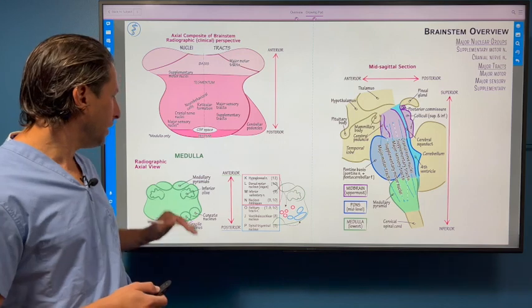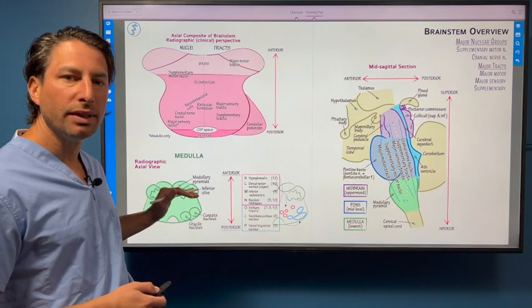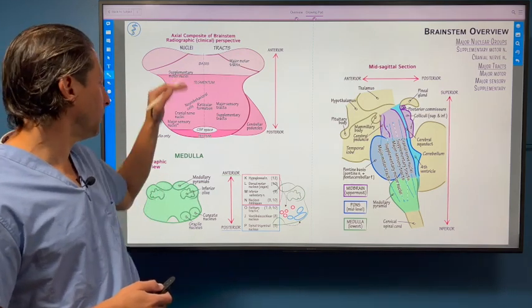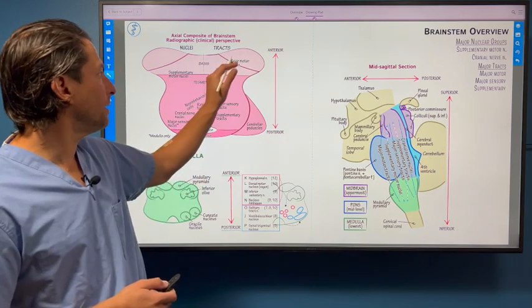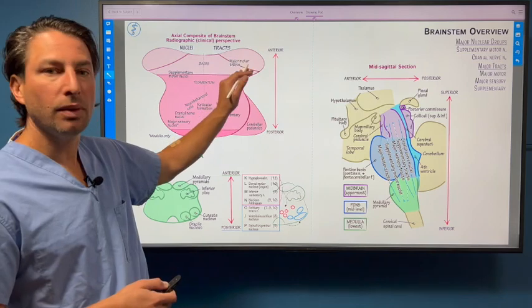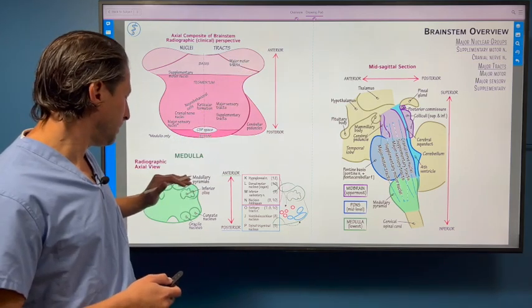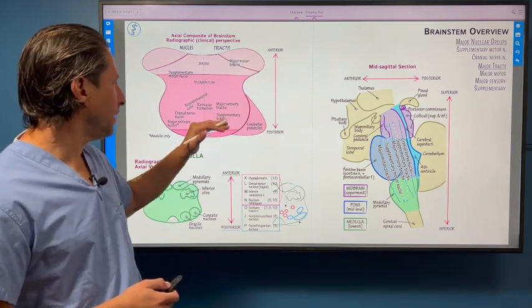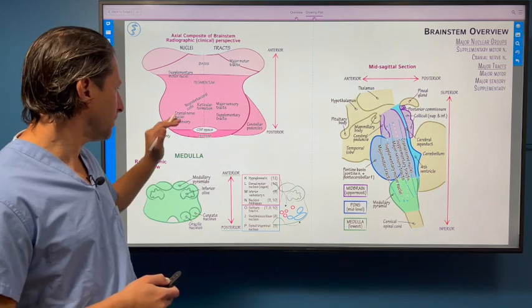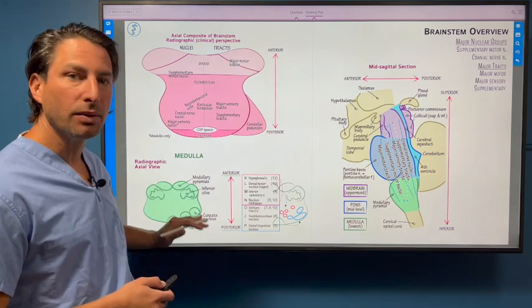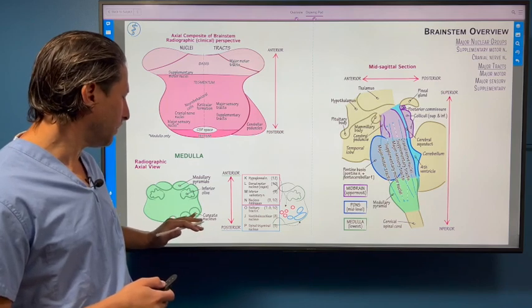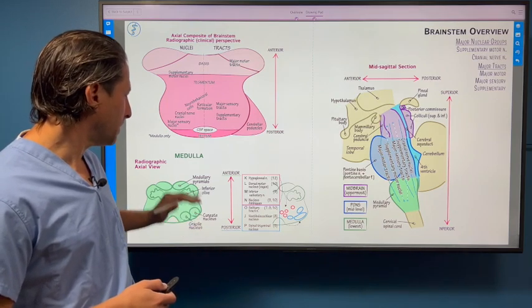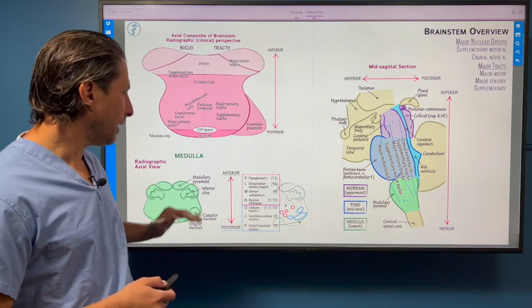Finally, for the medulla, we talked about the inferior olive as a major supplementary motor nuclei. Look where it lives anteriorly. And then the medullary pyramids carry these descending motor tracts. It lives anteriorly. And then the major sensory nuclei live here posteriorly: cuneate nucleus and gracile, the leg fiber nucleus. So sensory posteriorly, motor anteriorly.